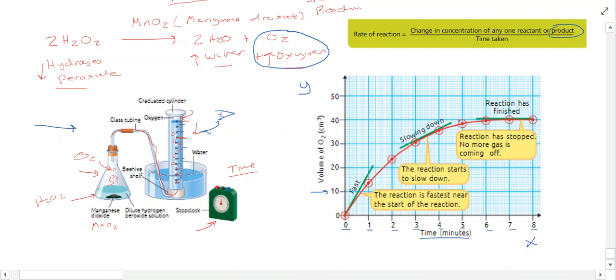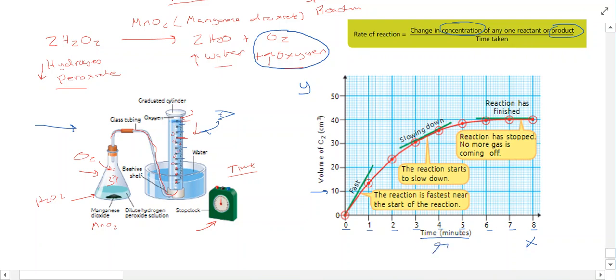At 5 minutes, you have a volume of just below 40. At 6 minutes, a volume of 40. At 7 minutes, still a volume of 40, and at 8 minutes, still 40. So you can see here it starts to level off. What we have here is a reaction curve. We can see how the concentration of a product, in this case oxygen, is changing in relation to time.